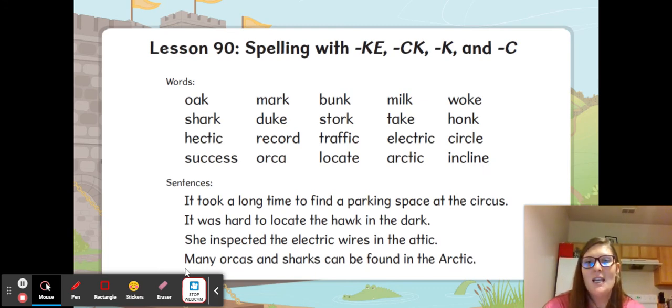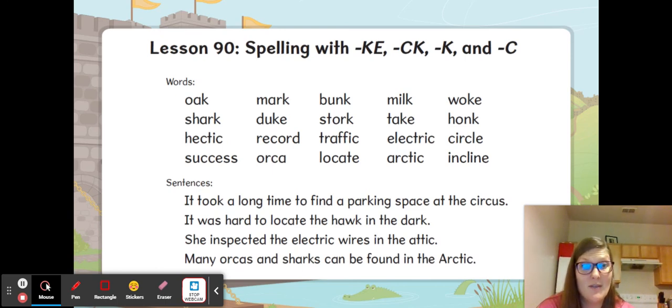Echo my sentence. It took a long time to find a parking space at the circus. Where were they finding a parking space? It was hard to locate the hawk in the dark. Why was it hard to locate the hawk? She inspected the electric wires in the attic. What was she inspecting? Many orcas and sharks can be found in the Arctic. Where can you find orcas and sharks?